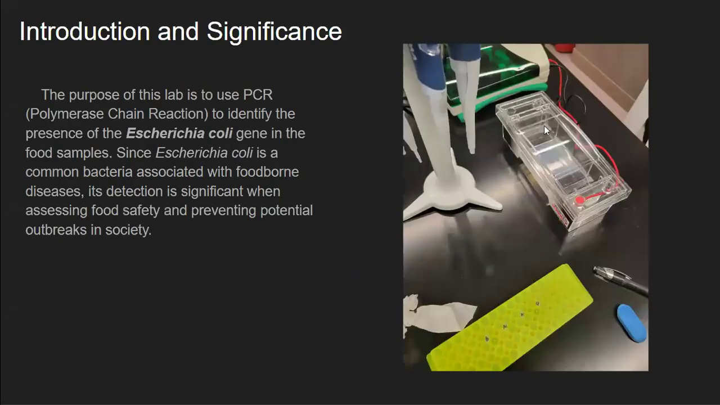Introduction and Significance. The purpose of this lab is to use PCR, polymerase chain reaction, to identify the presence of the E. coli gene in the food samples. Since E. coli is a common bacteria associated with foodborne diseases, its detection is significant when assessing food safety and preventing potential outbreaks in society.